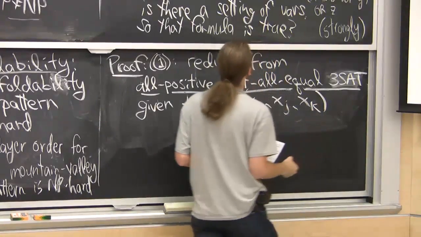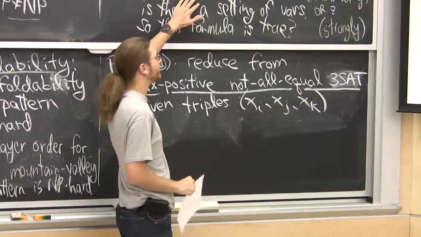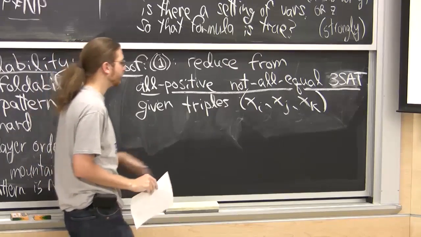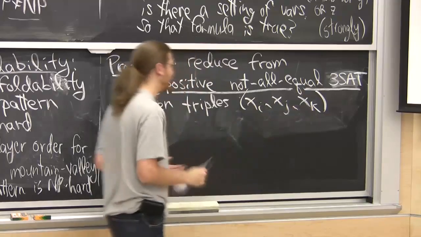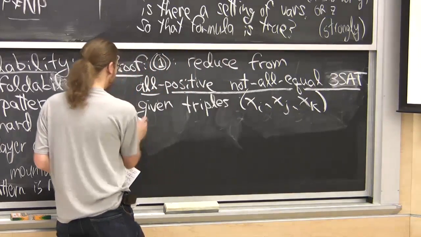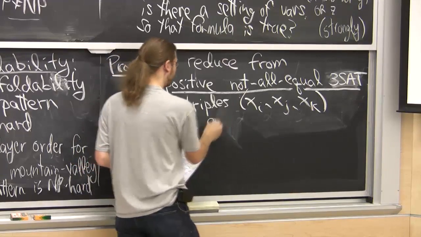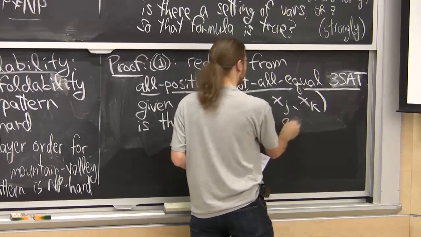It's a version of SAT, but instead of giving a Boolean formula, I'm going to think of it in a simpler way, which is I give you a bunch of triples of variables, so like xi, xj, xk, and I want to know, is there a Boolean assignment to those variables? I want to set each of them to true or false.